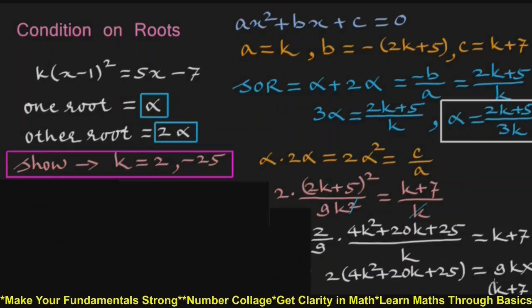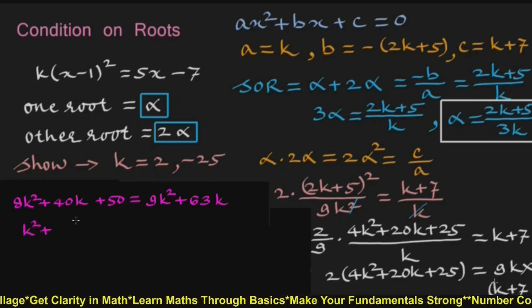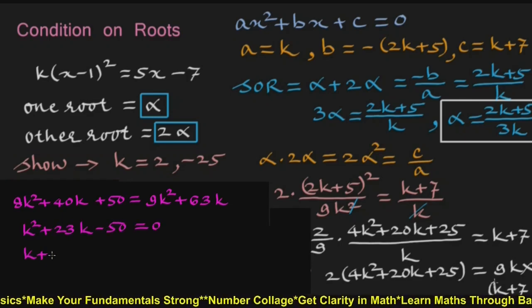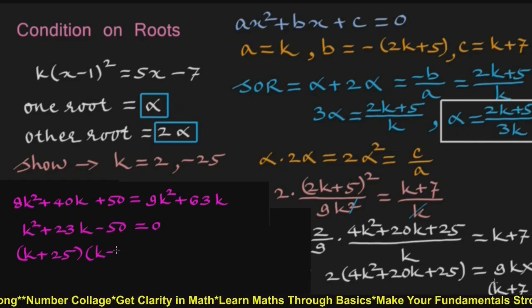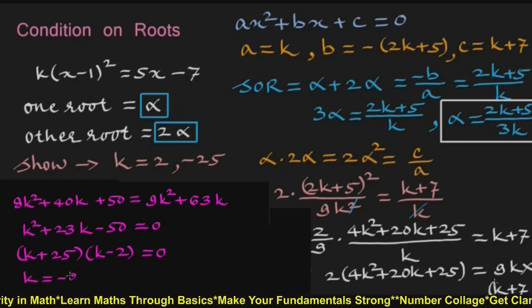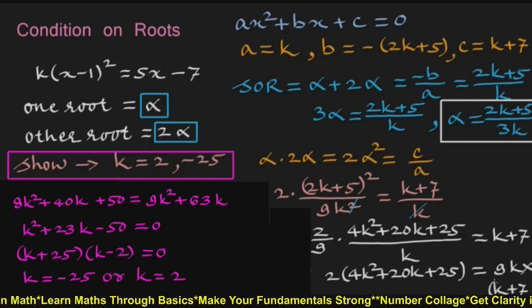So that will be 2 into (4k square plus 20k plus 25) equals 9k into (k plus 7). This will be 8k square... or k square plus 23k minus 50 equals 0. That is (k plus 25) into (k minus 2) equals 0. That gives k equals minus 25 or k equals 2, like we have to show here.